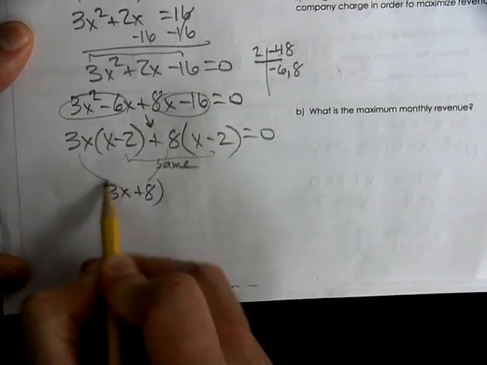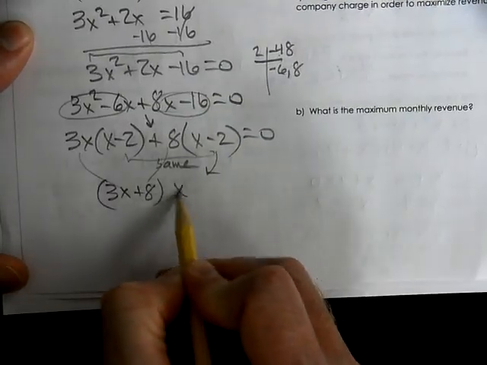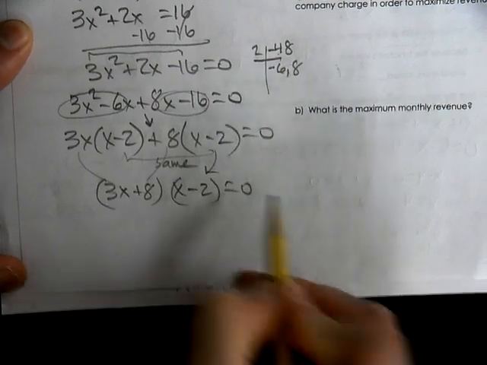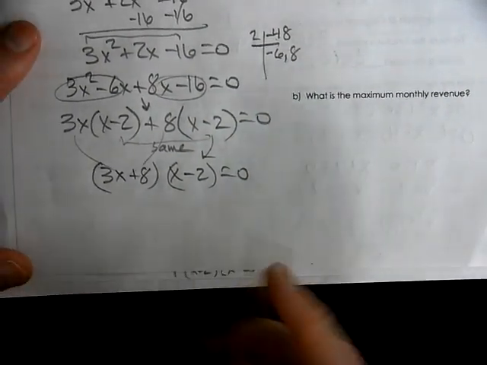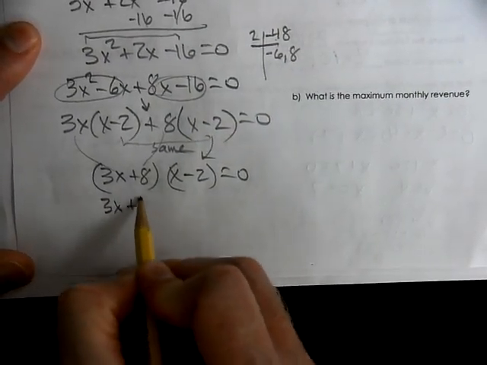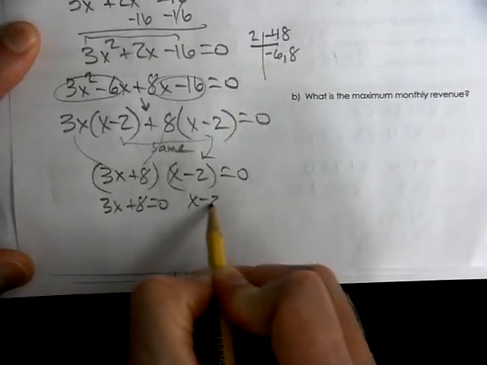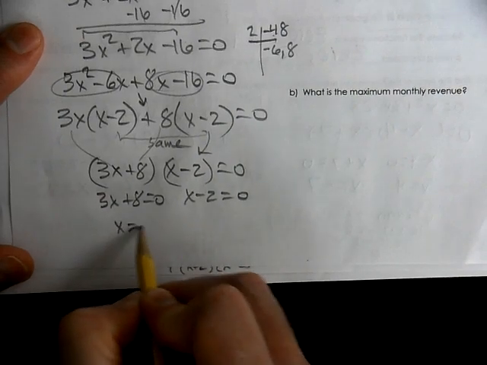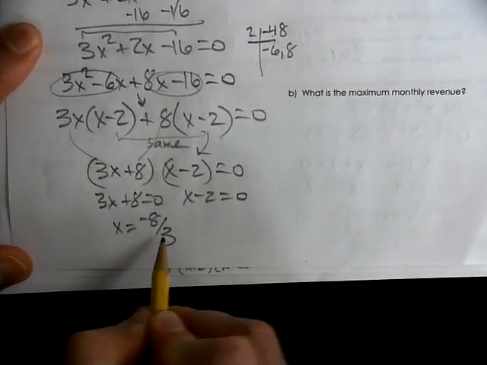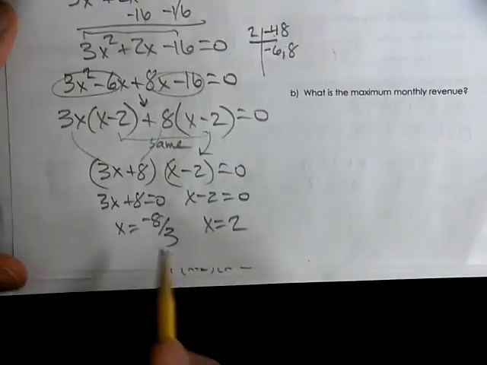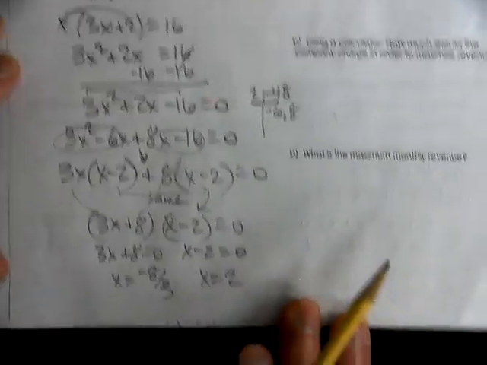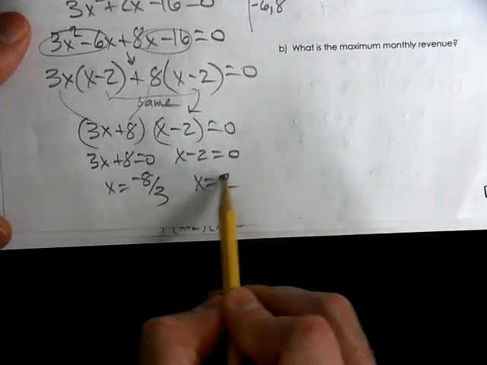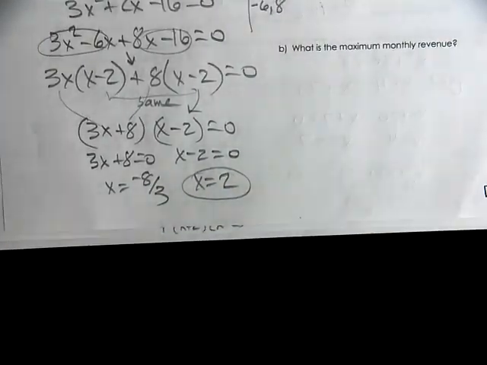3x plus 8 and x minus 2. You can use the zero product property, subtract the 8, divide by 3. Add the two. Our side length can't be negative, so that's ruled out. The only answer is 2.